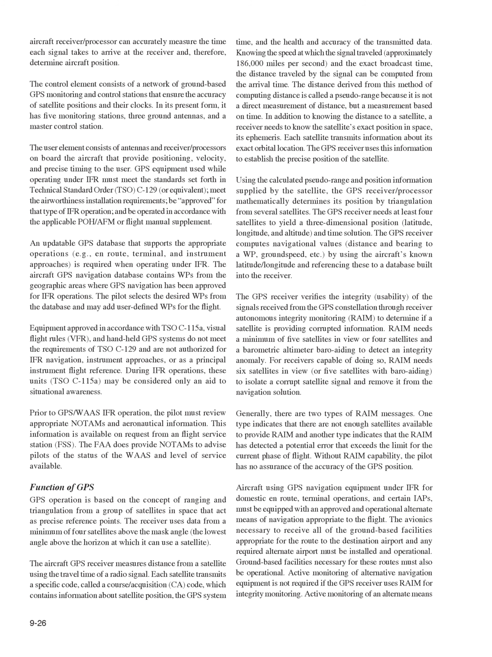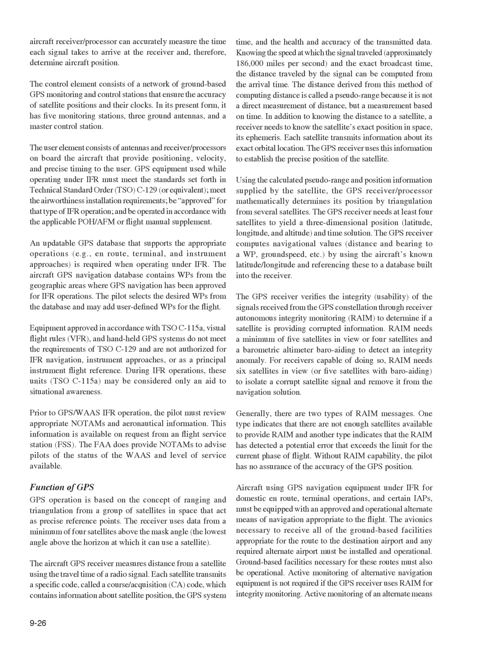The distance derived from this method of computing distance is called a pseudo-range because it is not a direct measurement of distance, but a measurement based on time. In addition to knowing the distance to a satellite, a receiver needs to know the satellite's exact position in space, its ephemeris. Each satellite transmits information about its exact orbital location. The GPS receiver uses this information to establish the precise position of the satellite.